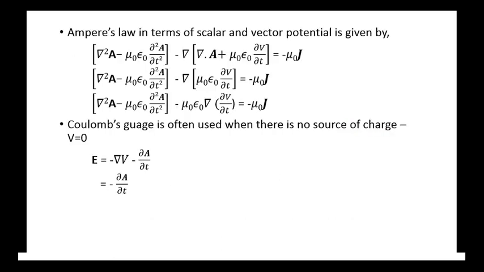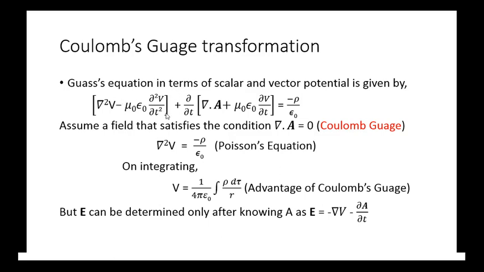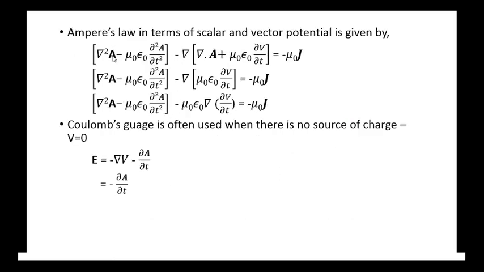Here also we had already written Ampere's law, isn't it? Here we had used the Gauss law. Now you can write Ampere's law. See, del dot A is equal to 0. Apply the Coulomb gauge equation in Ampere's law. You can derive this equation. So Coulomb gauge is often used when there is no source of charge. So no source means potential is equal to 0, so that E will be equal to minus dou A by dou T.